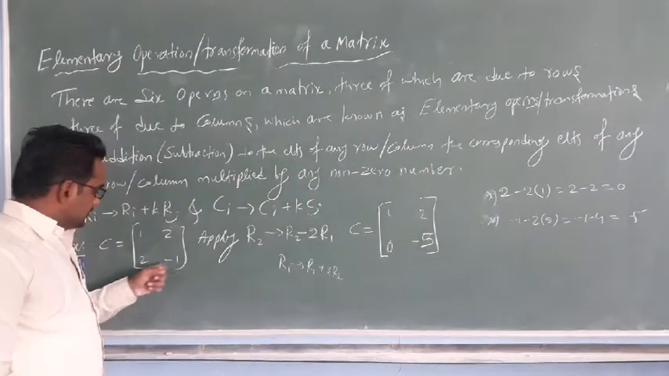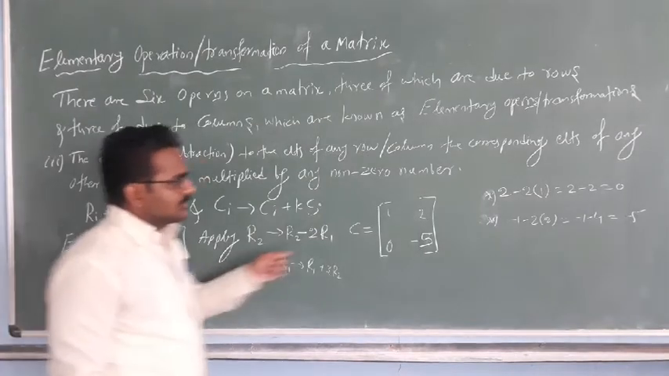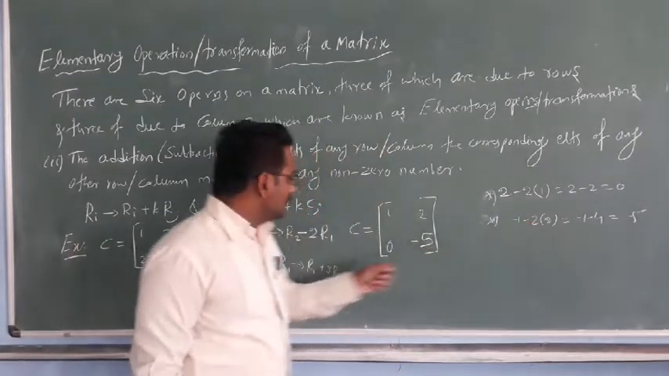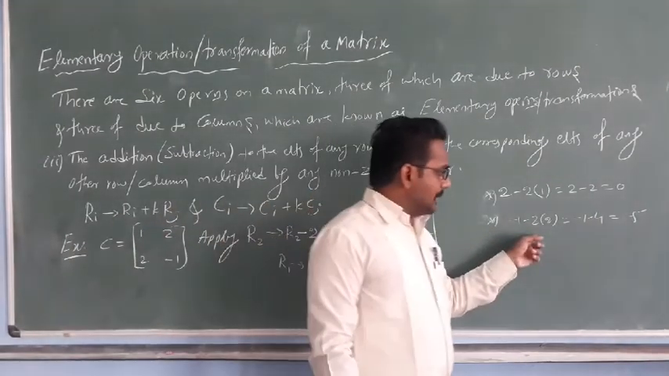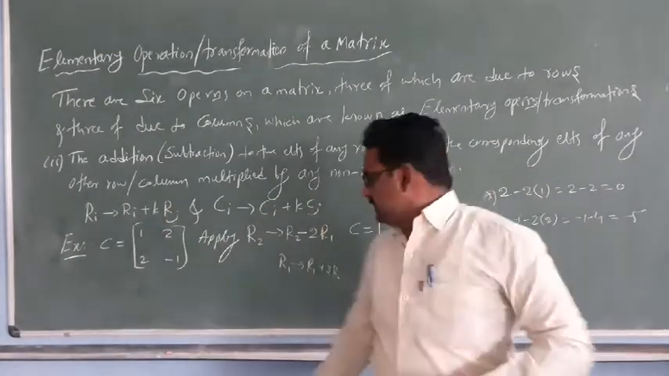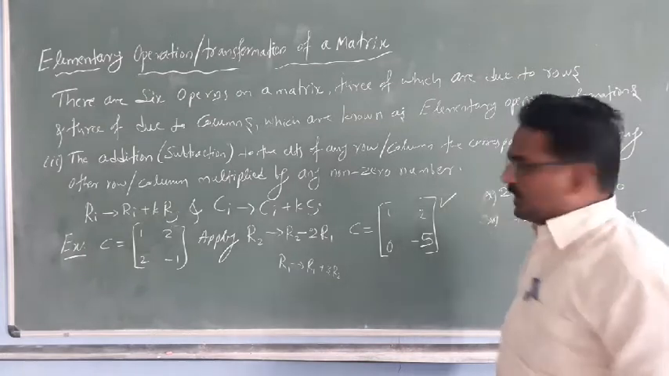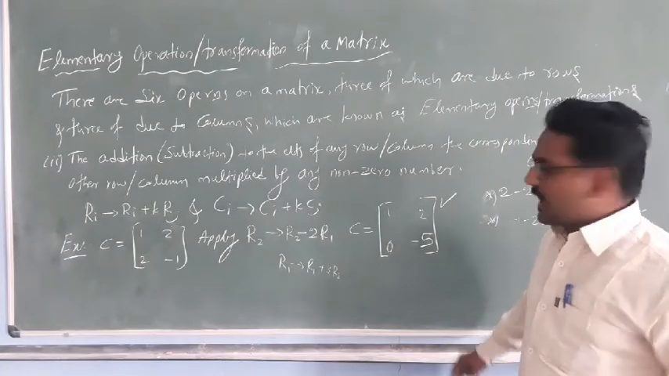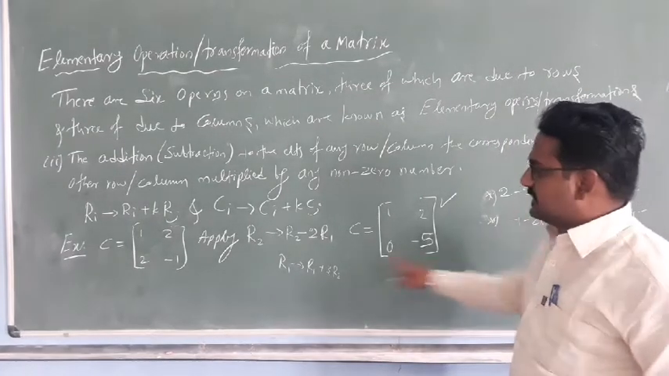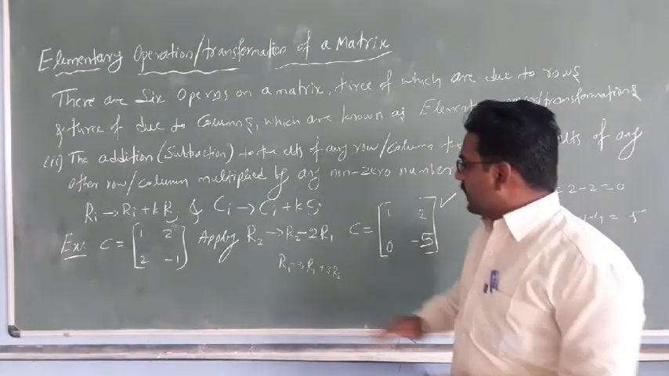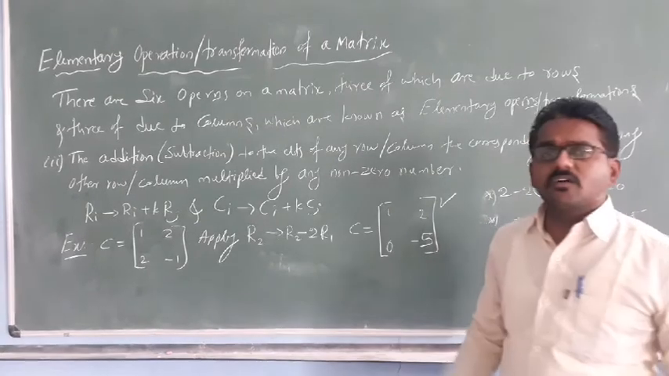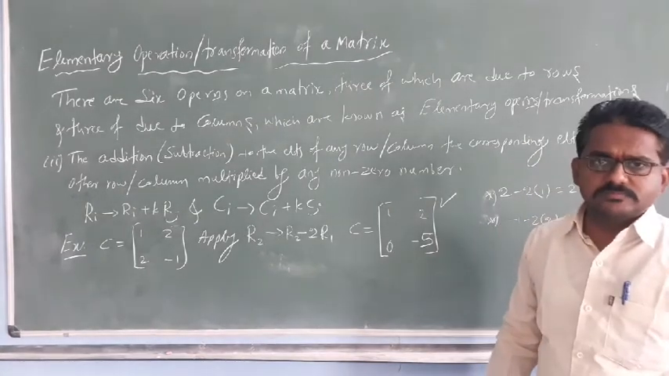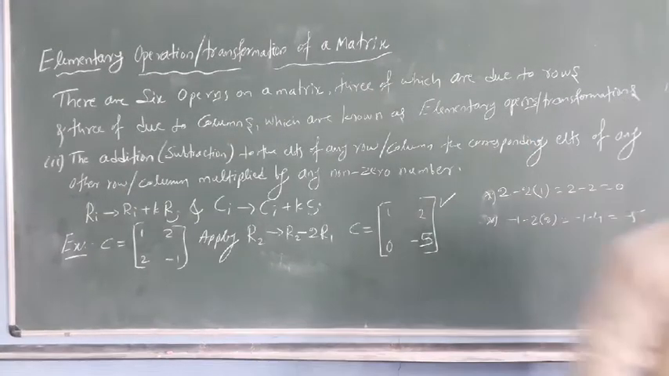Okay, next. The second element is minus 1. Minus 1, minus of 2 into R1, 2 into 2. So minus 1 minus 4, that is minus 5. This is the new or resultant matrix by applying R2 changes to R2 minus 2R1, or else you can apply the column operations also, no problem. Okay, note it down, students.